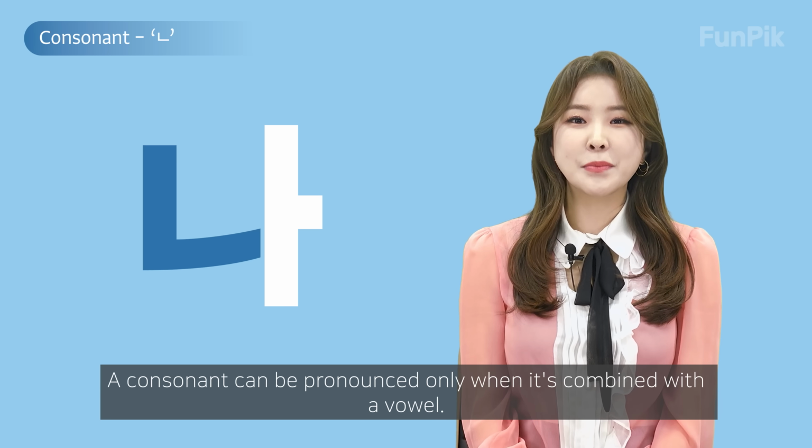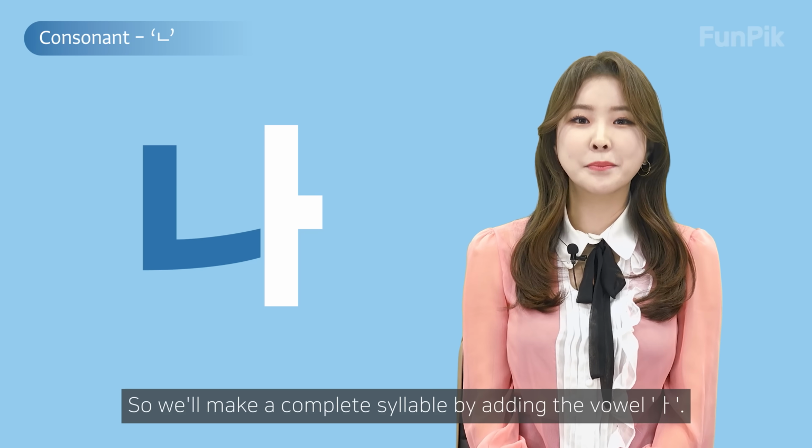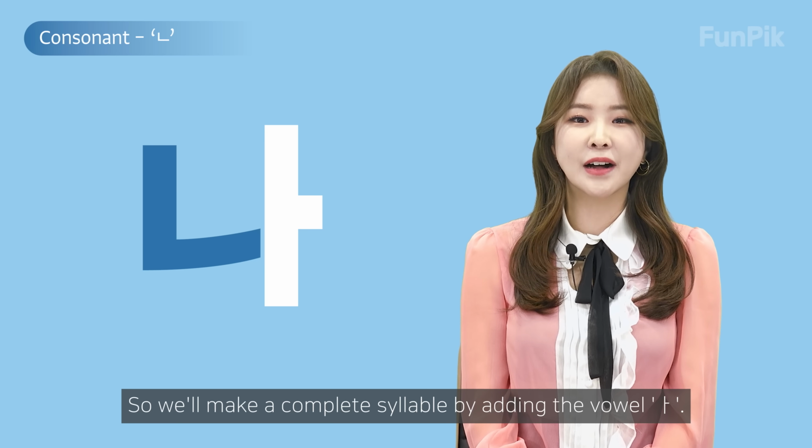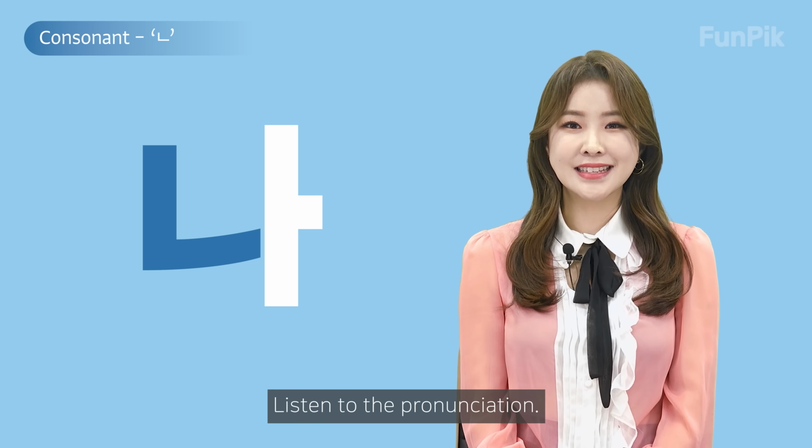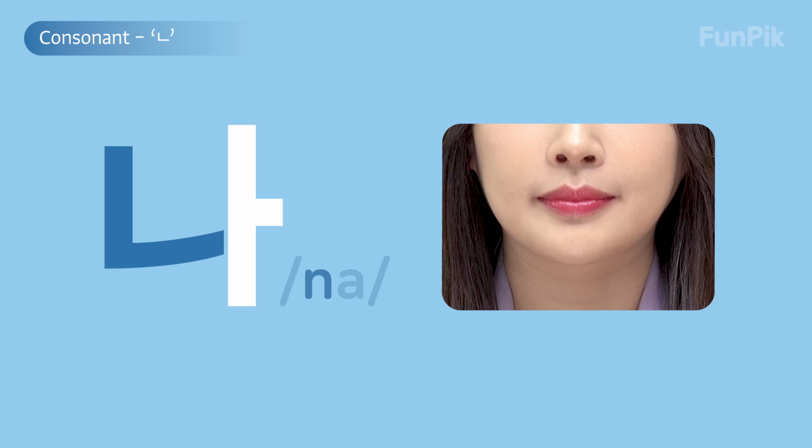A consonant can be pronounced only when it's combined with a vowel. So we'll make a complete syllable by adding the vowel 아. 발음을 들어보세요. Listen to the pronunciation.